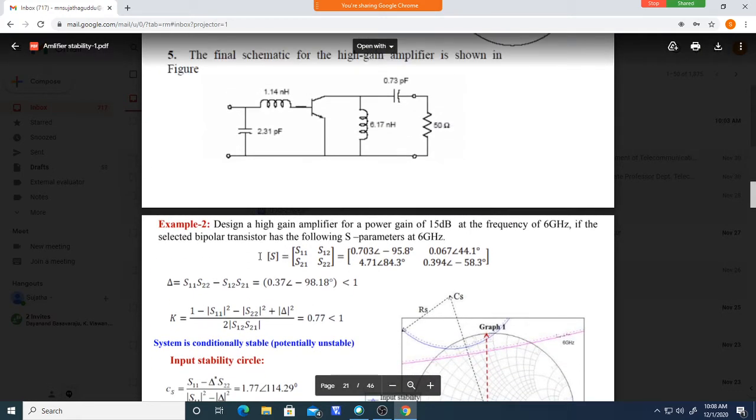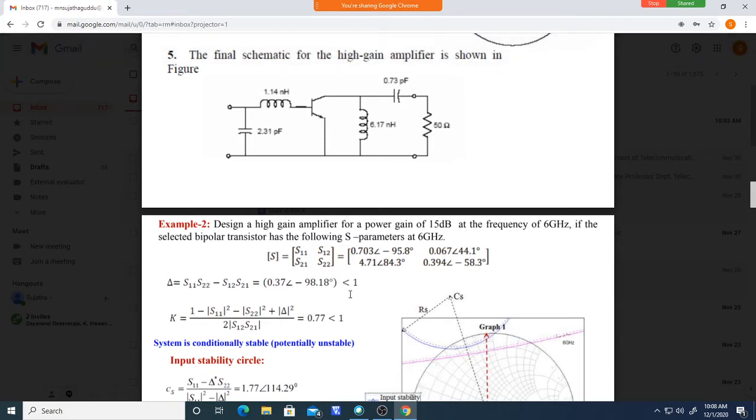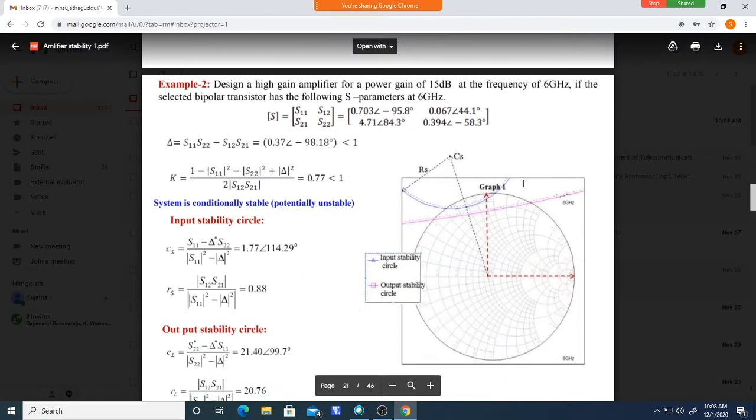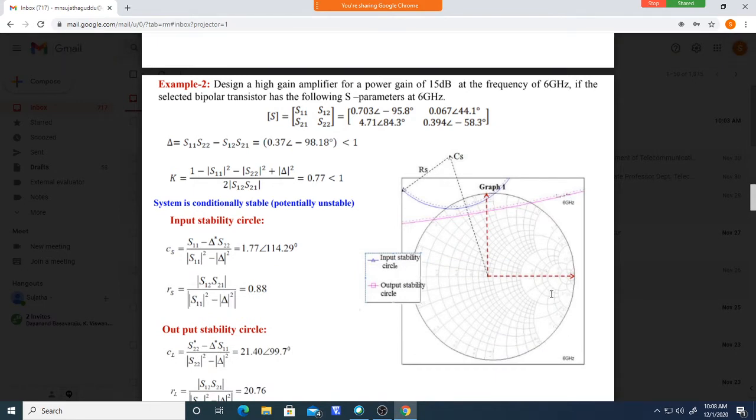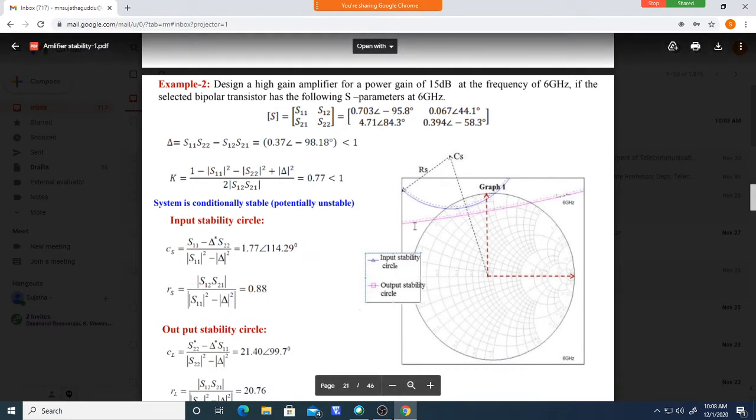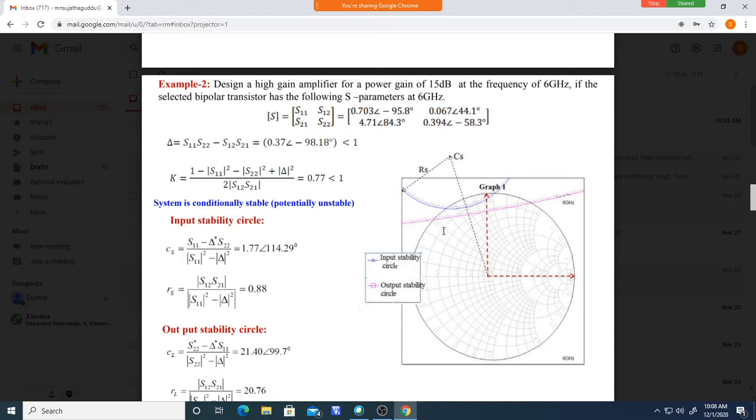So after checking delta and K, if the device is unconditionally stable, you can use any value over the Smith chart that gives stable operation. If it is conditionally stable, you should go for graphical analysis from the position of the stability circles, and you have to draw the input stability circle and output stability circle.